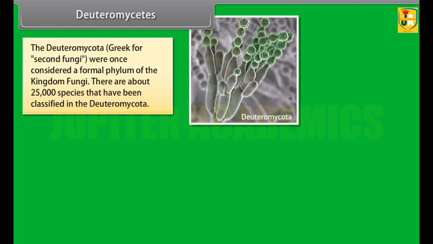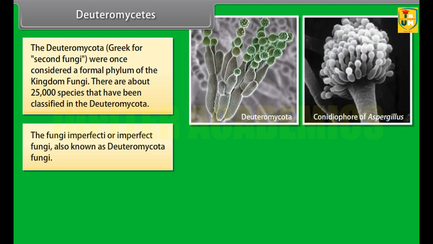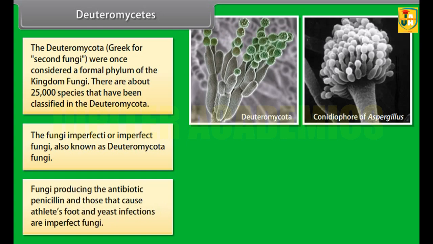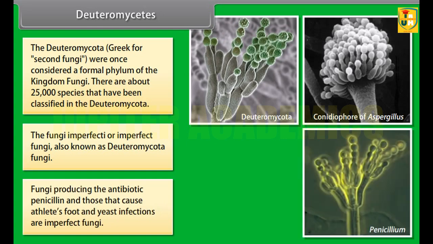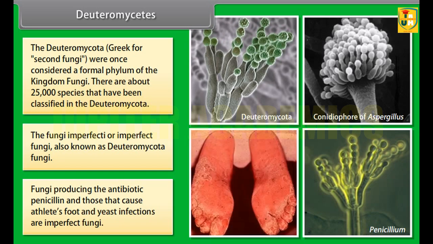Deuteromycetes. The Deuteromycota, Greek for second fungi, were once considered a formal phylum of the kingdom Fungi. There are about 25,000 species that have been classified in the Deuteromycota. The fungi imperfecti, or imperfect fungi, also known as Deuteromycota. Fungi producing the antibiotic penicillin, and those that cause athlete's foot and yeast infections are imperfect fungi.